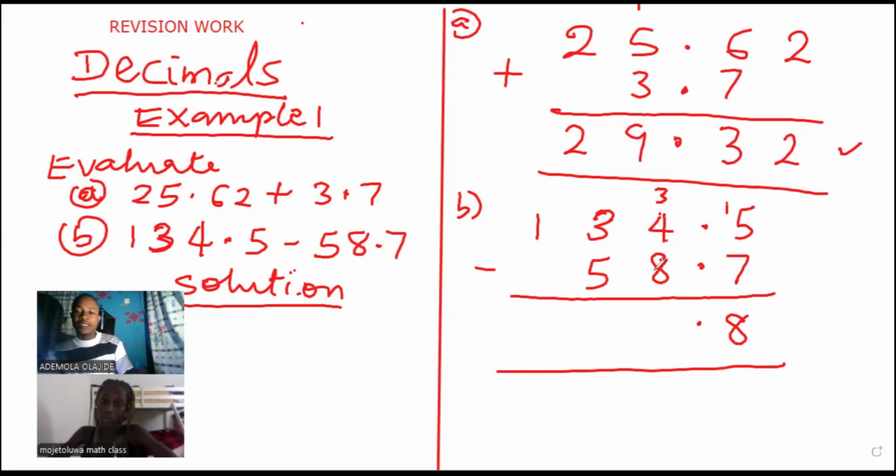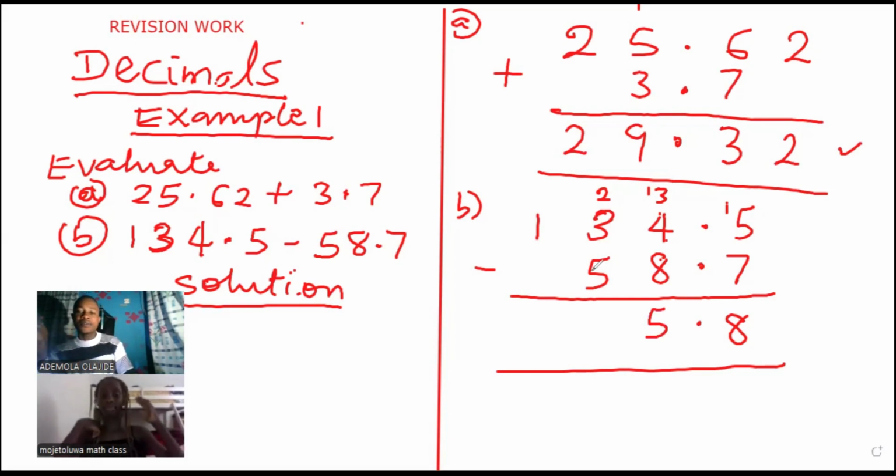Then this one, you want to subtract 8 from 3, but because 8 is bigger than 3, also take 1 from this one. This one remains 2. That one, take it here, you have 13. You take 8 away from 13. What do we have? 5.